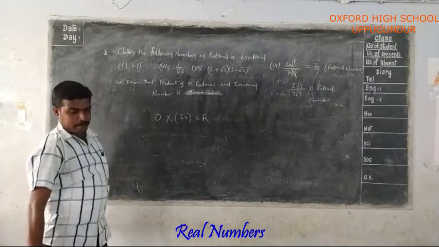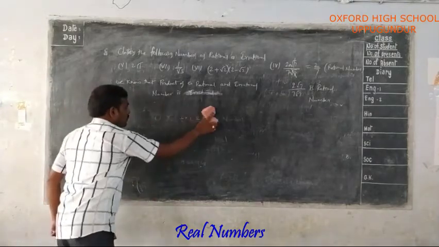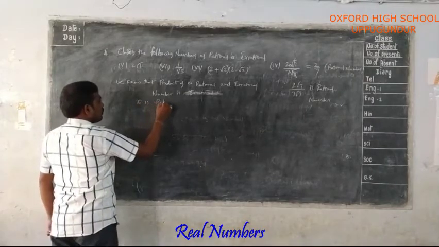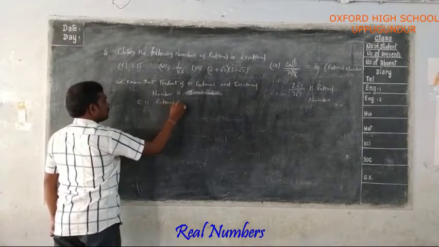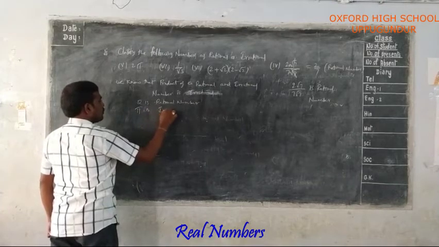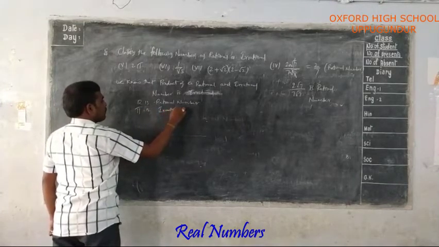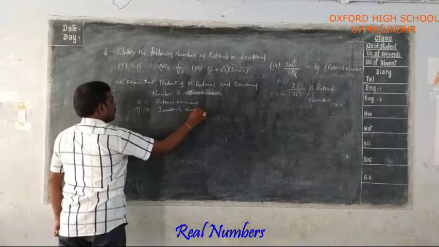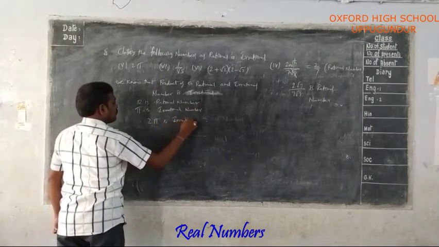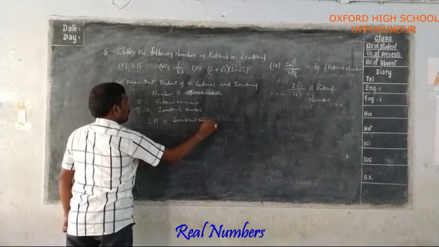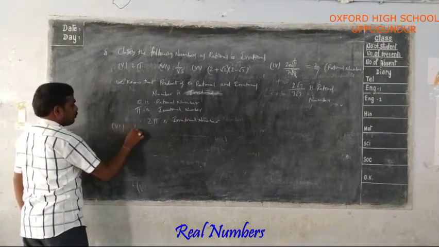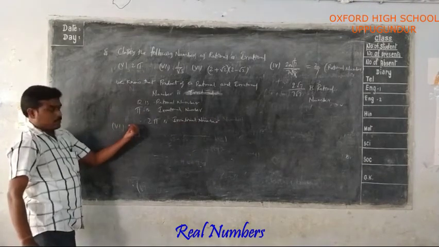So here 2 pi. 2 is a rational number. Pi is an irrational number. Therefore 2 pi is an irrational number.